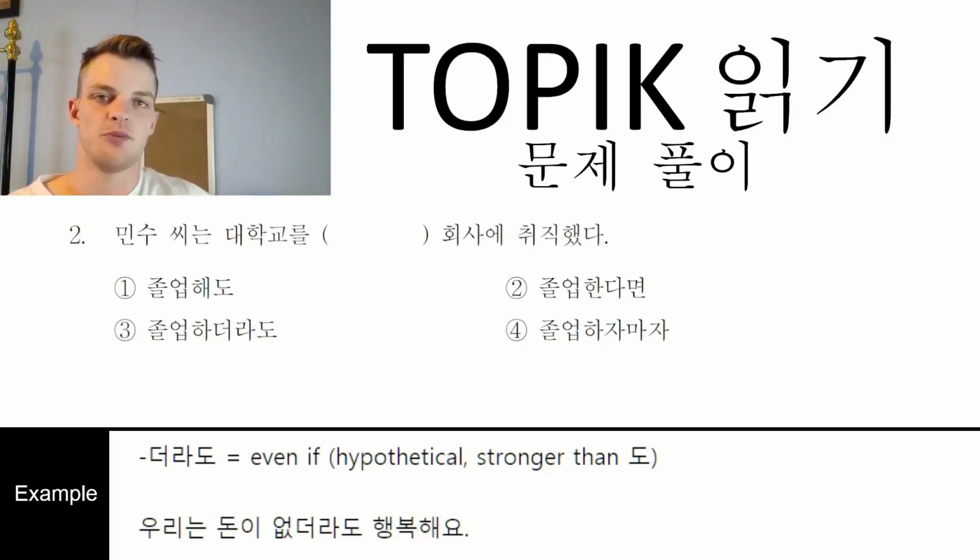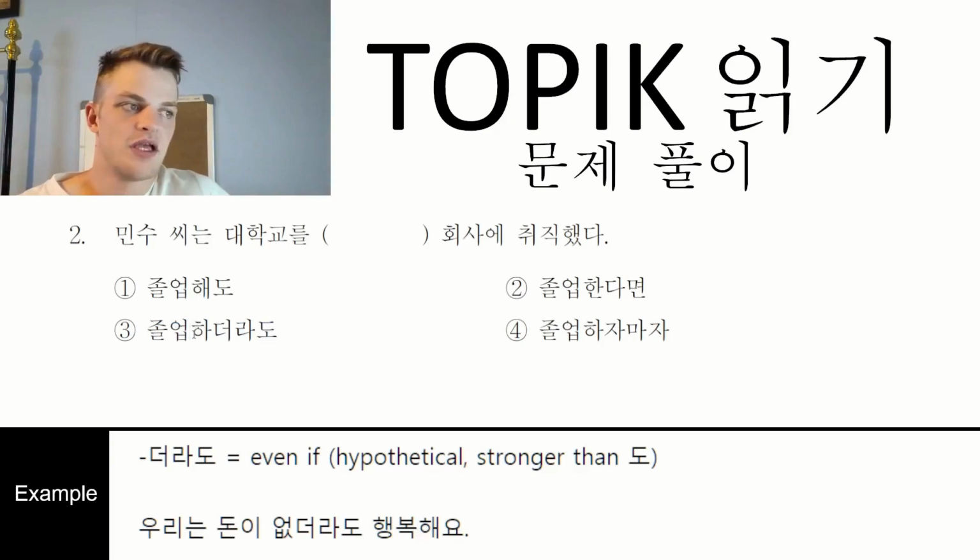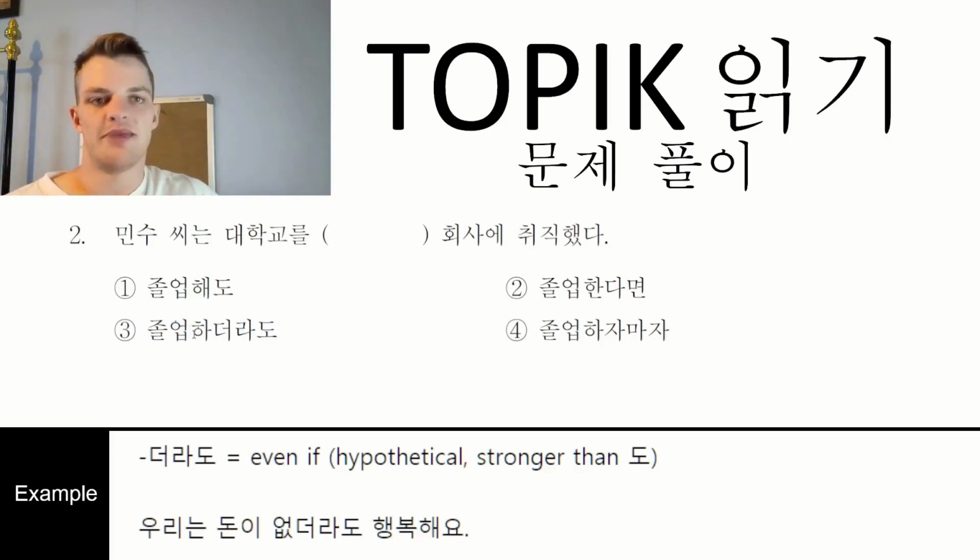So a good example would be, 우리는 돈이 없더라도 행복해요. So the difference here is that this one is setting up a hypothetical situation. It's saying, even if we didn't have any money, we'd still be happy, or we would be happy. If you had just said 돈이 없어도, it's a bit less hypothetical. Maybe you don't have any money, and you're saying, even though I don't have money, even if I don't have money, I'm still happy. This one, it's more like, even if I didn't have any money, I would still be happy.